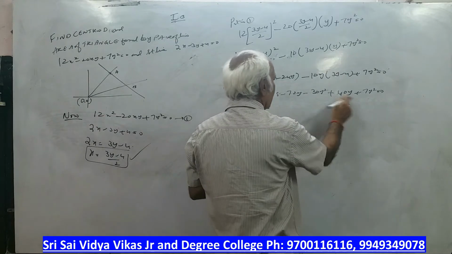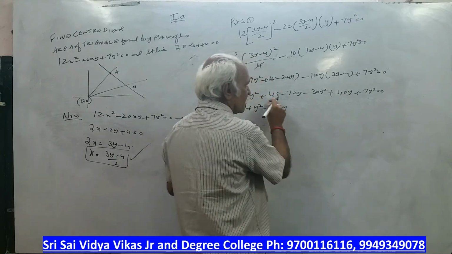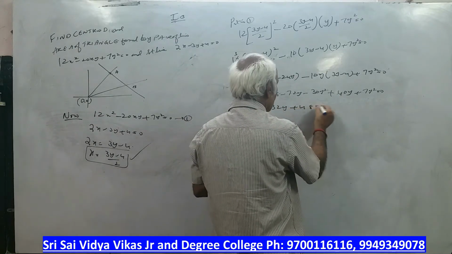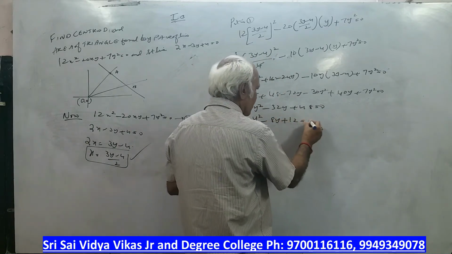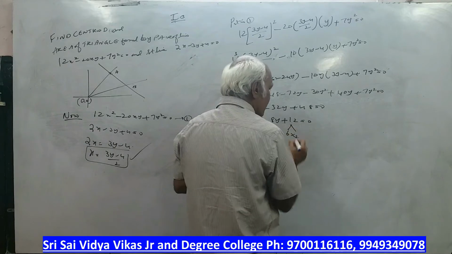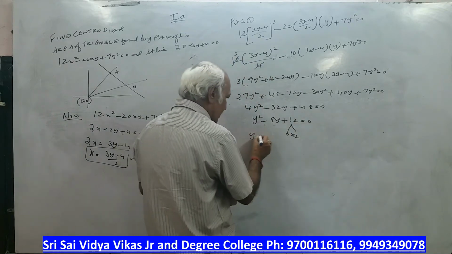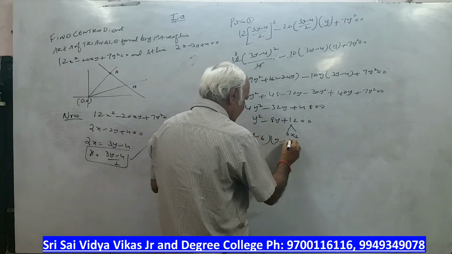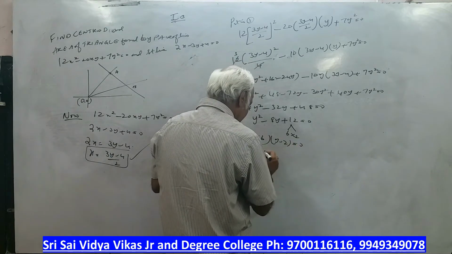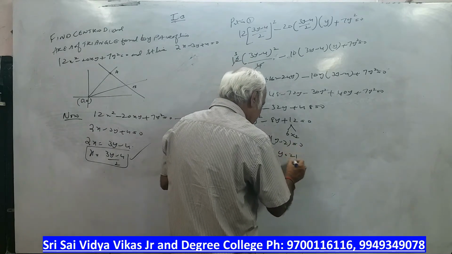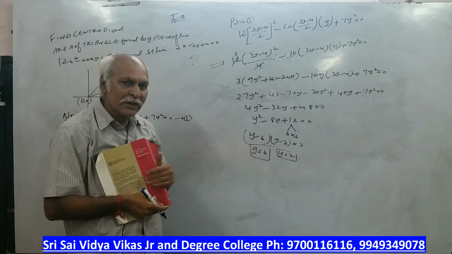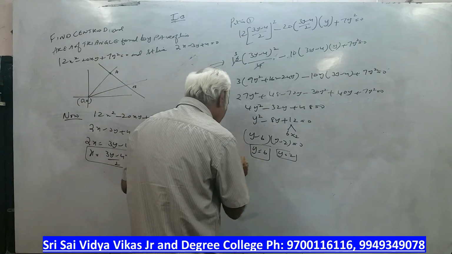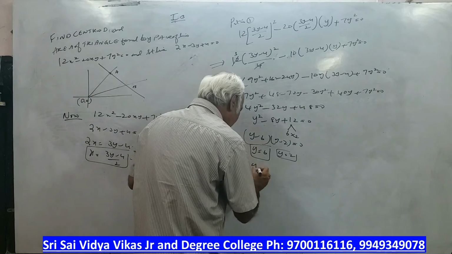Plus this will be minus 32y, plus 48 is equal to 0. Cancel with the 4 table. Y square minus 8y plus 12 is equal to 0. 6 twos are 12, so this becomes (y minus 6) into (y minus 2) is equal to 0. So y value is 6, y value is 2. I have simplified this. Therefore, for A, y is equal to 6.